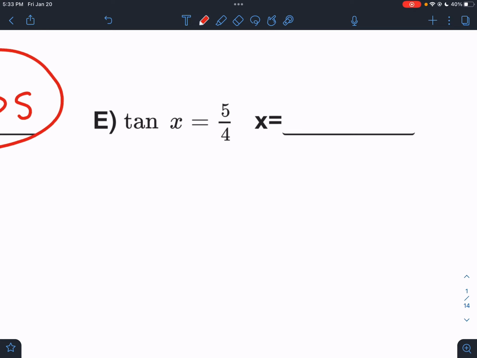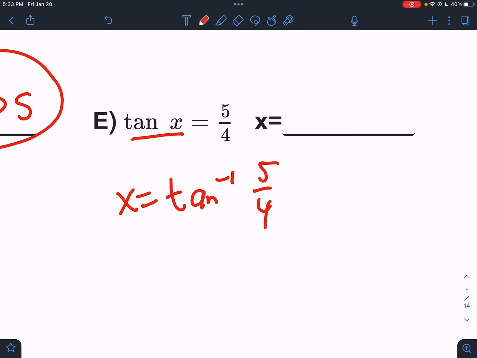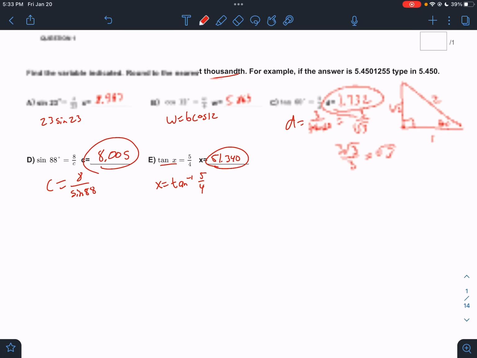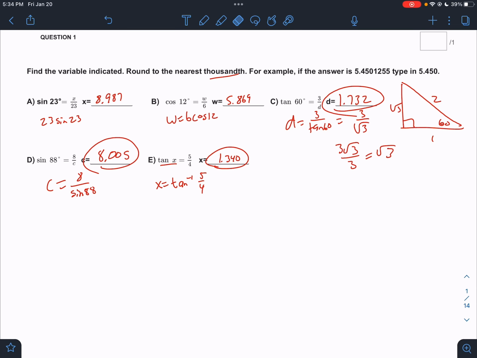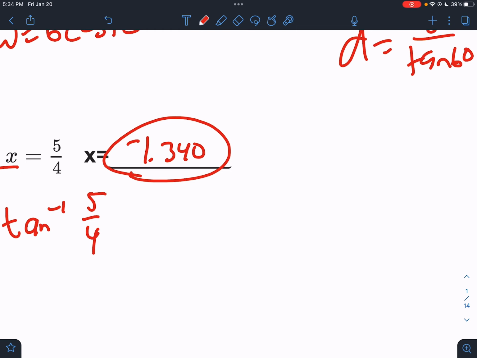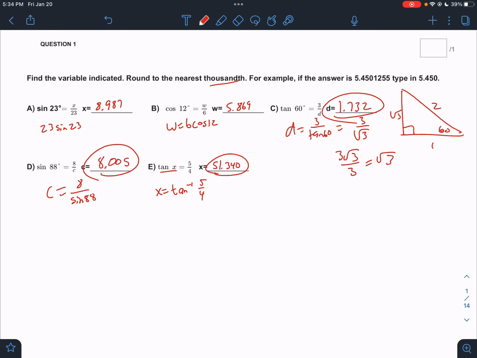X is missing. Sorry, X is the angle. If the angle is missing, that's going to be inverse trig. Inverse tangent, 5 over 4, and that is 51.340. That's a 5. I know you guys are going to complain about my 5s. There we go. All right, first page done.